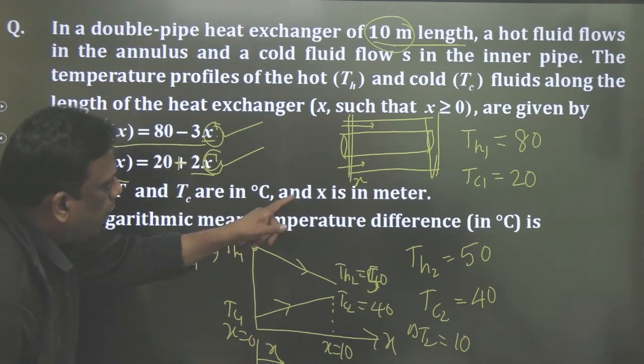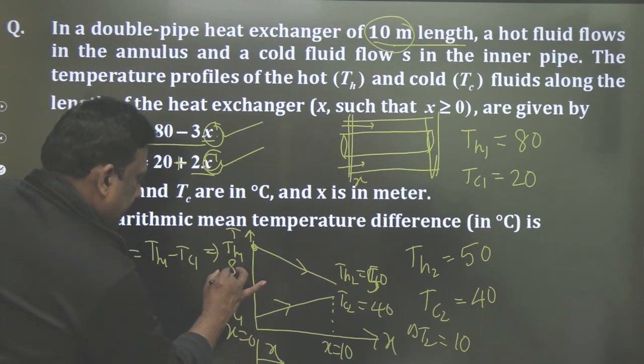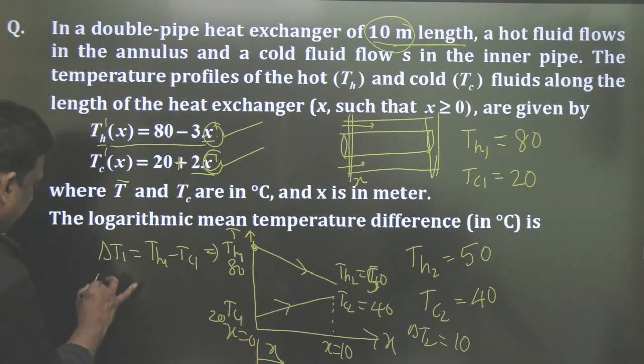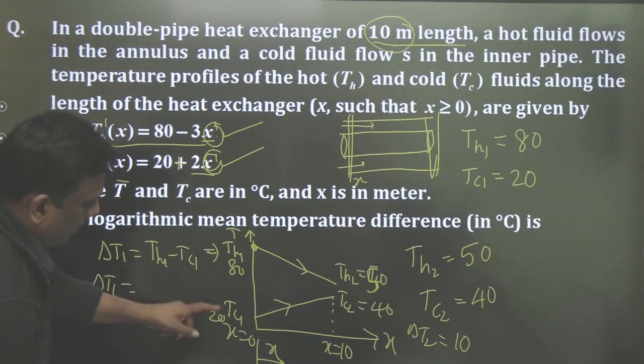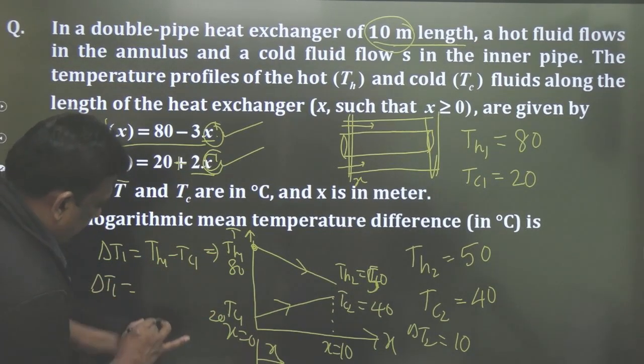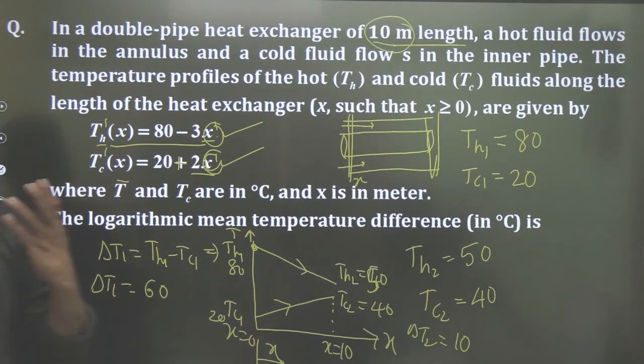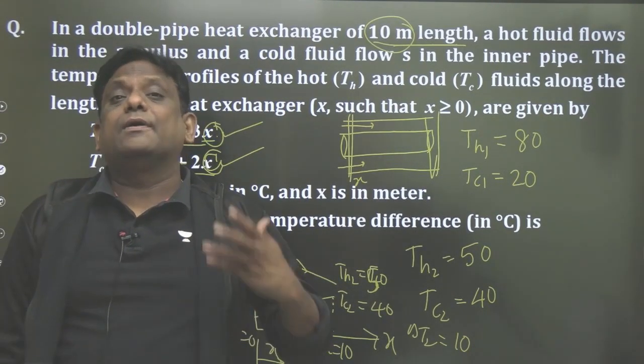Similarly, TH1 is 80 and TC1 is 20. Therefore, delta T1 is equal to TH1 minus TC1, 80 minus 20, that is 60. Now you may be wondering, sir, how do you know it is a parallel flow heat exchanger? It can be counter flow also.